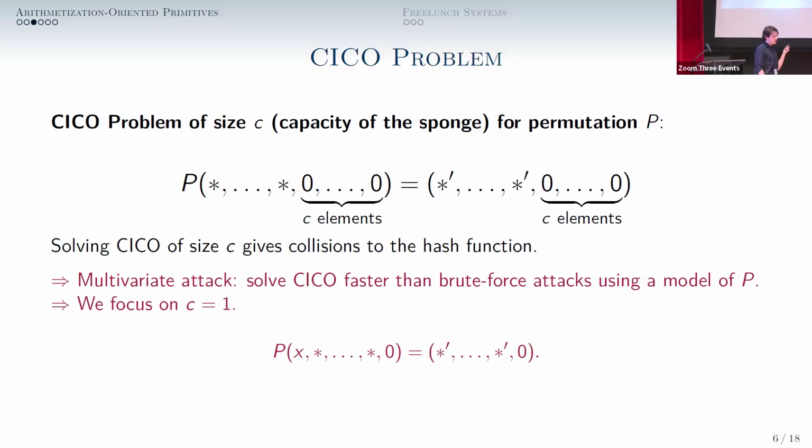And I have to mention that in this paper, we focus on a specific case where c is equal to 1, so just a capacity of 1 element. This might not seem like a lot, but again, because the base prime fields are so huge, you actually do have instances that are defined for capacity equals 1. So this is actually a case of interest.